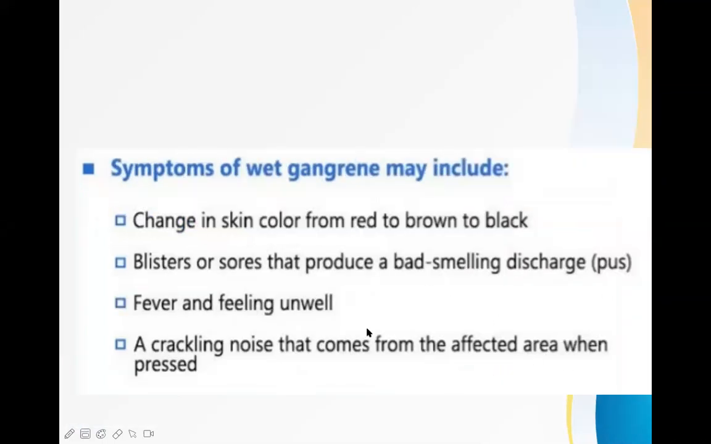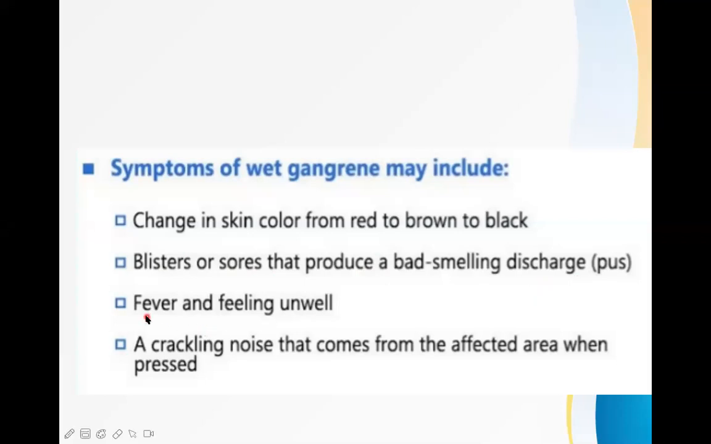What about wet gangrene now? What symptoms can you see? There is the color change, which may be similar. Blisters or sores that produce a bad, foul smelling discharge are a hallmark of wet gangrene. So there is blister formation or some ulceration, which produces some type of discharge, and that discharge is very, very foul smelling. Sometimes frank pus may be there.